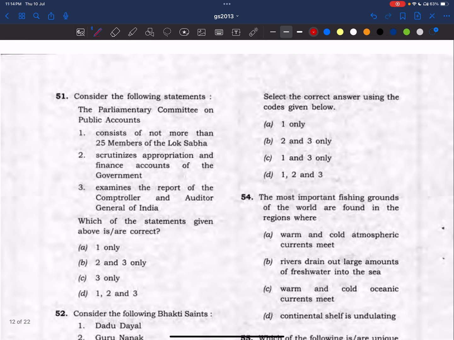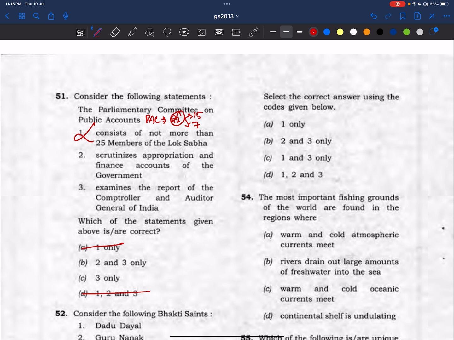Now, coming to the 51st question. Consider the following statements. The Parliamentary Committee on Public Accounts, that is, the PAC, right? The first statement says it consists of not more than 25 members of Lok Sabha. No, the strength of PAC is 22: 15 from Lok Sabha and 7 from Rajya Sabha. So the first statement is wrong, right? These two options are gone.